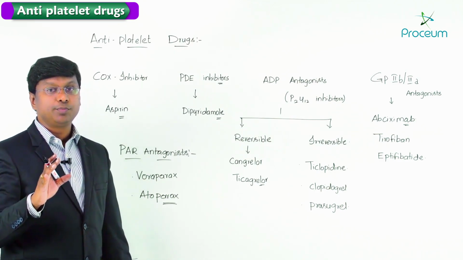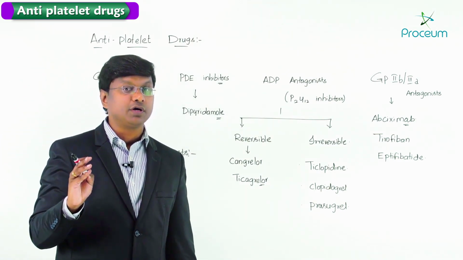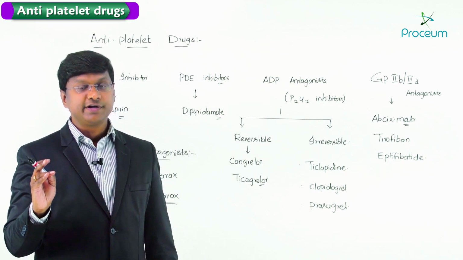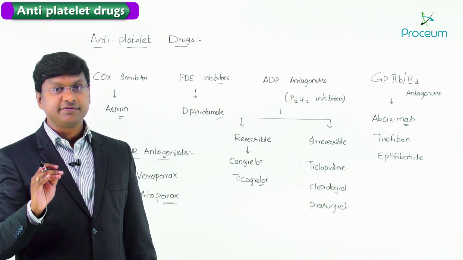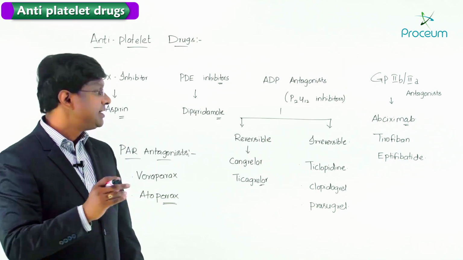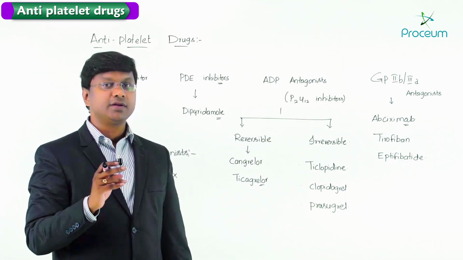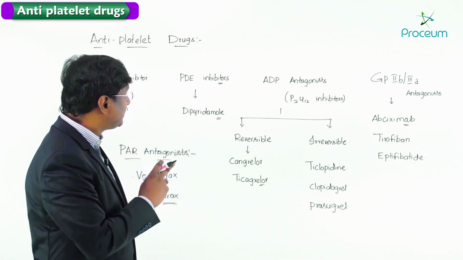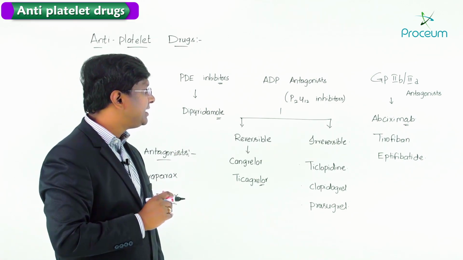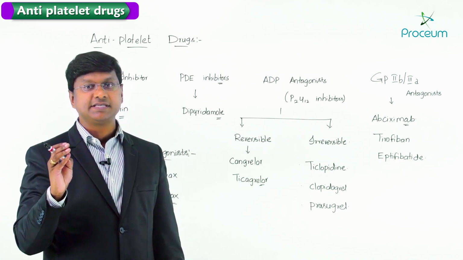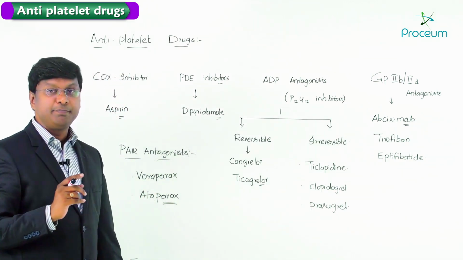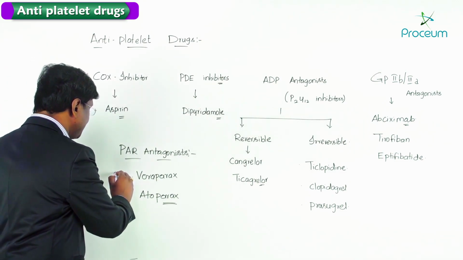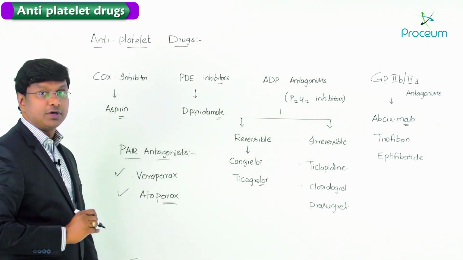So under the group of antiplatelet drugs, we have COX inhibitors, that is aspirin; phosphodiesterase enzyme inhibitors, that is dipyridamole; ADP antagonists, reversible being cangrelor and ticagrelor, and irreversible being ticlopidine, clopidogrel and prasugrel. Then we have glycoprotein 2b3A antagonists, that is abciximab, tirofiban and eptifibatide. Then we have PAR antagonists, that includes vorapaxar and atopaxar.